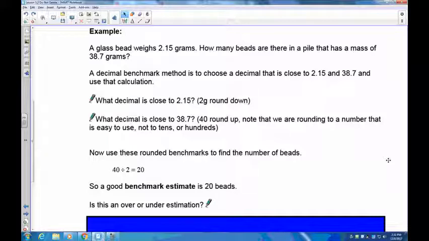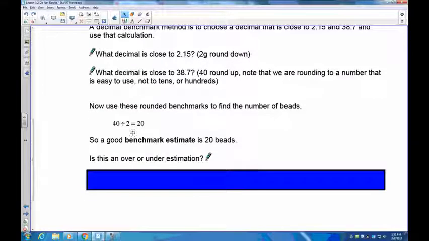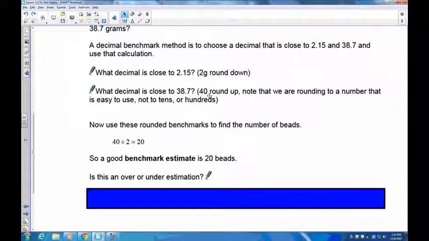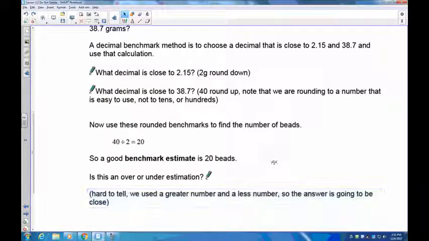Now, is this an overestimate or an underestimate? Well, it depends on what you want to look at here. We've rounded the 38 up to 40, and we've rounded the 2.15 down to 2. So one went up, one went down. So this one's going to be very hard to tell. It's going to be very close, right?